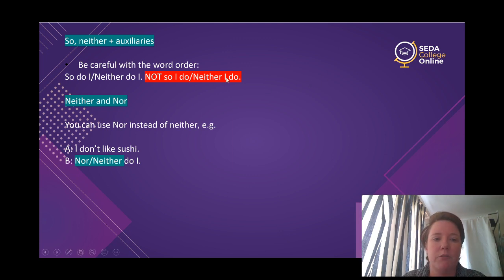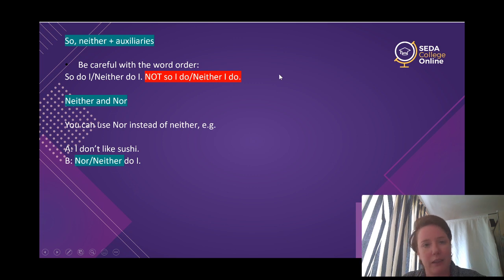Just before we go any further, be careful with word order as well. This is another mistake students do make. So do I, neither do I. Not so I do, neither I do. A lot, guys, I do hear this a lot, so please can you make note of this.